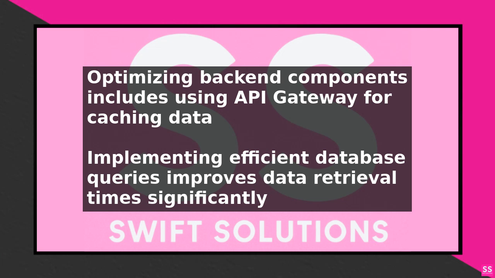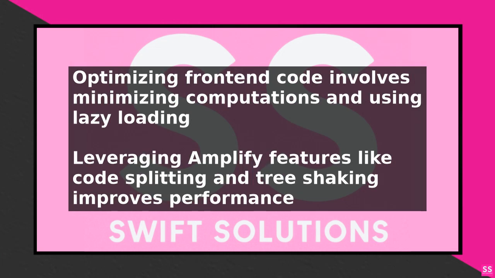On the front end, optimize your app's code by minimizing unnecessary computations and using lazy loading for non-essential resources. Use a bundler like Webpack to optimize and compress your code, reducing the overall payload size. Leverage Amplify's built-in features, such as automatic code splitting and tree shaking, to further optimize your app's performance.